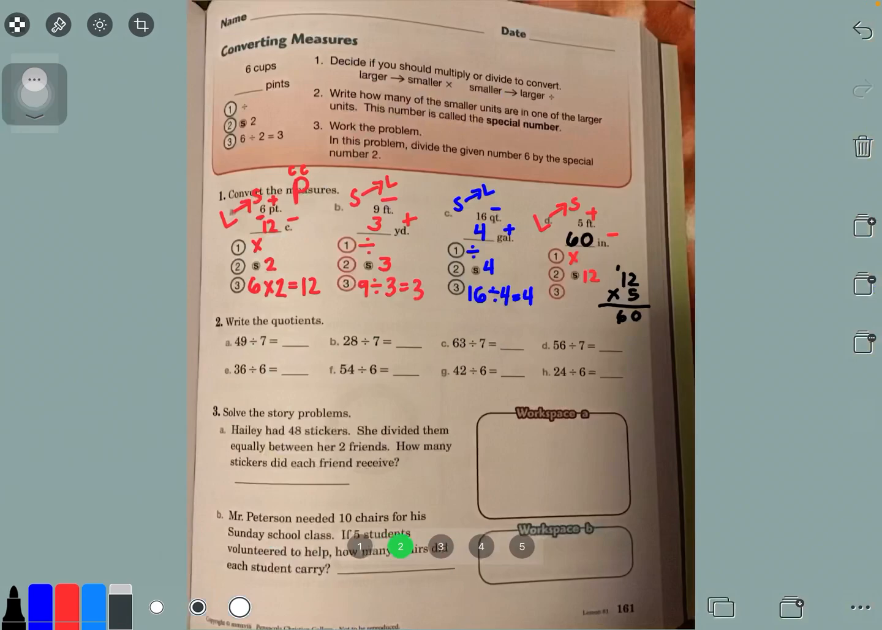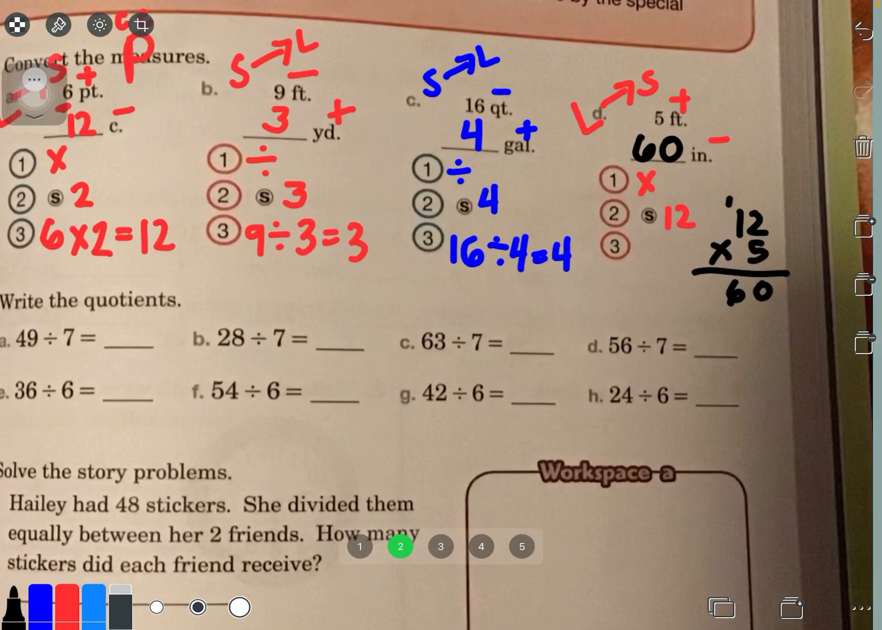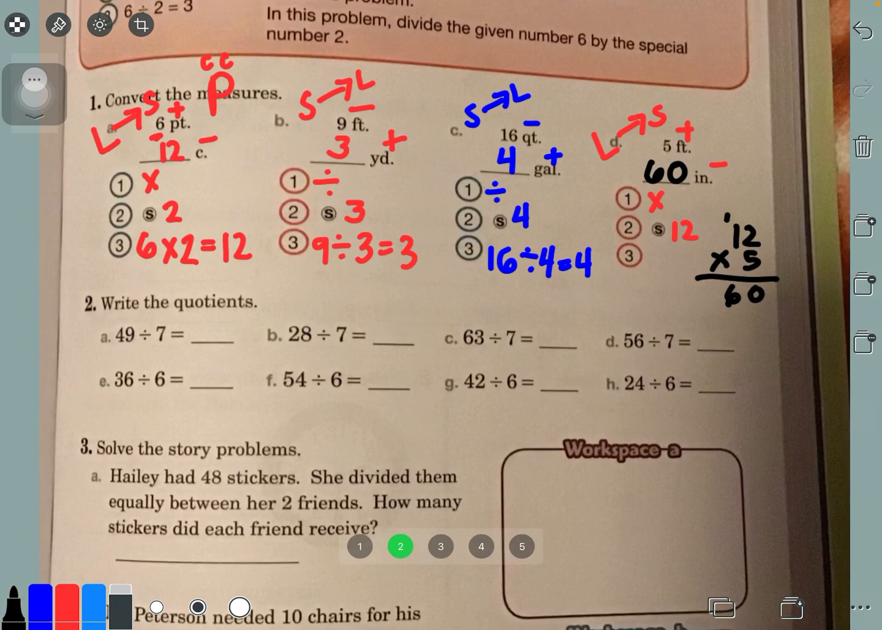Okay, so number 2. I hope you did it. I'm not even going to tell you the answer. You should have done it. Now, for E, you should know that too. E through H. Don't leave it blank.